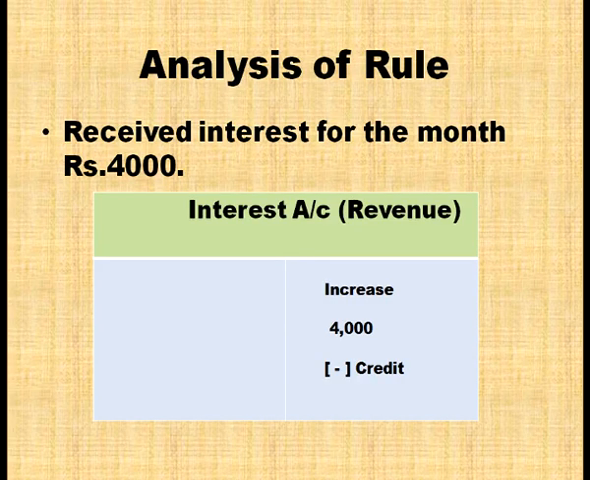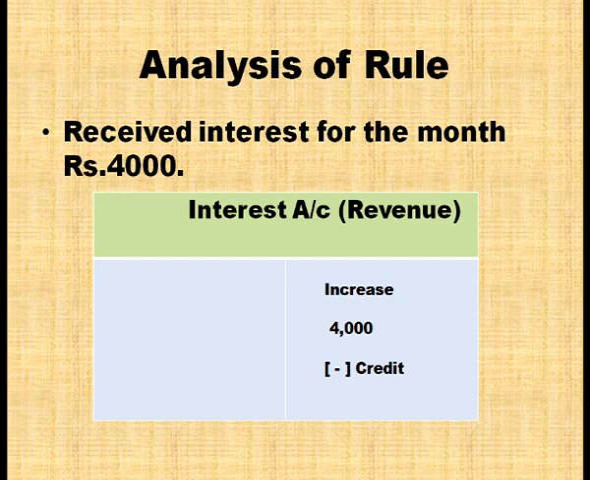Another transaction, received interest for the month rupees 4,000. When interest is received, cash is coming inside the business. Cash being an asset. Rule for asset, debit when it is increased, credit when it is decreased. So, cash is increasing, so debited. Interest is a revenue for this business. Interest received, income, revenue. Rule for revenue, revenue when increased it is credited.